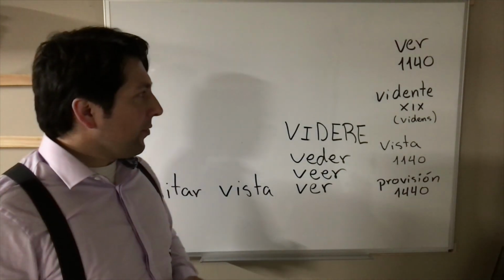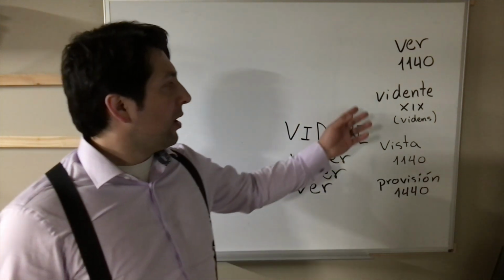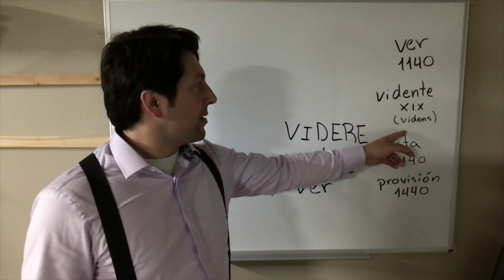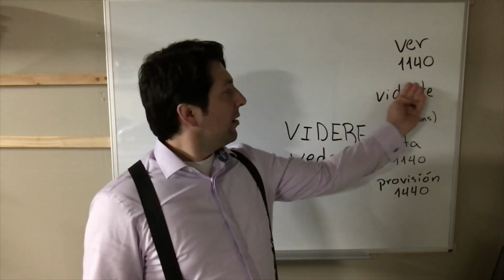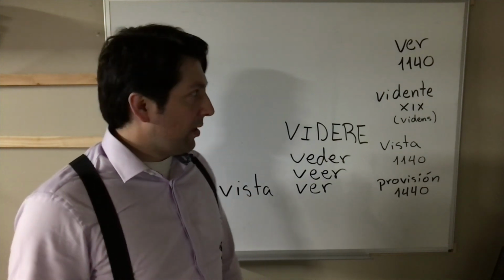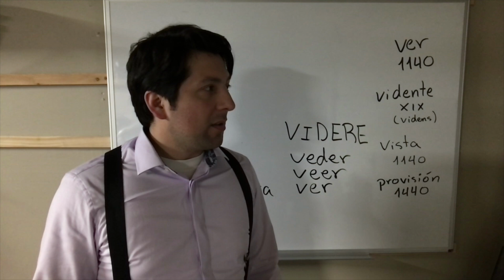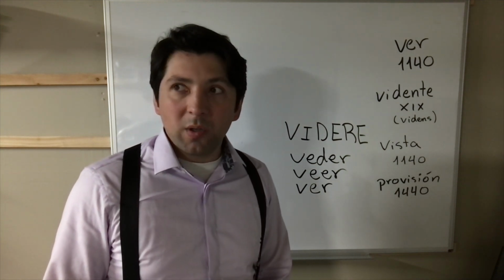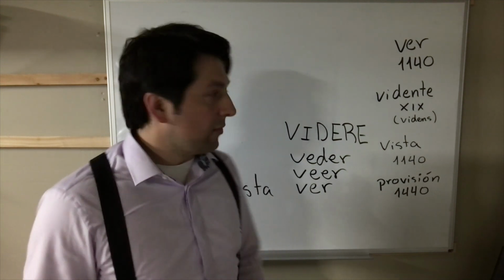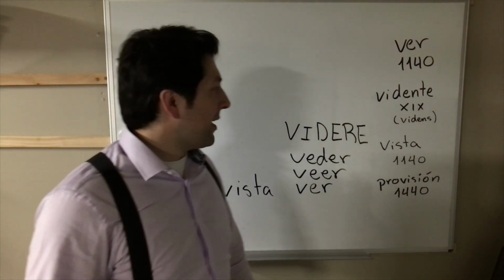Now, we have something else. There's a lot of other derivations. So for example, vidente comes from videns, and you can see the vid with the suffix ente, right? So if you know somebody that sometimes has premonitions or sees the future, well, there you go. To see. That's where it comes from.